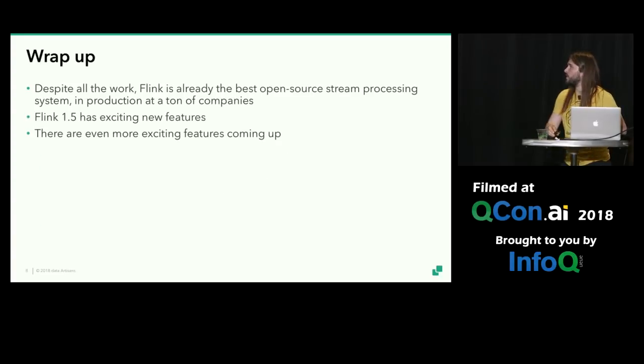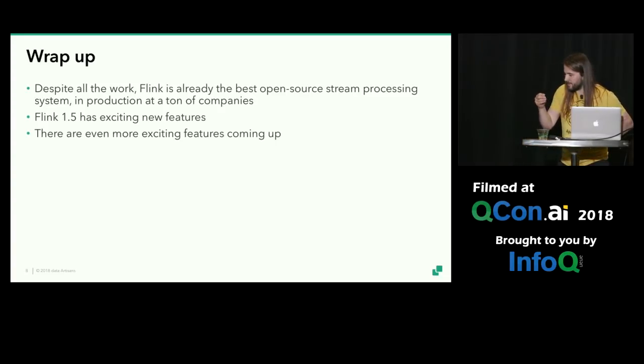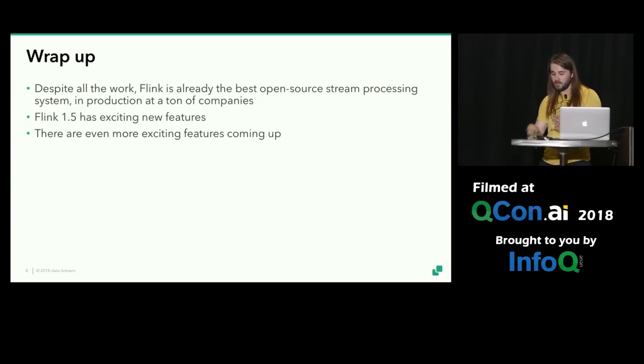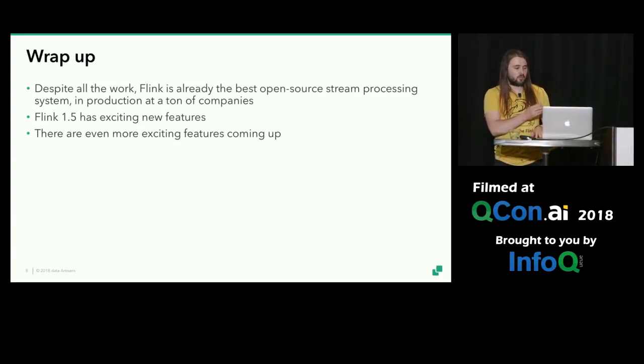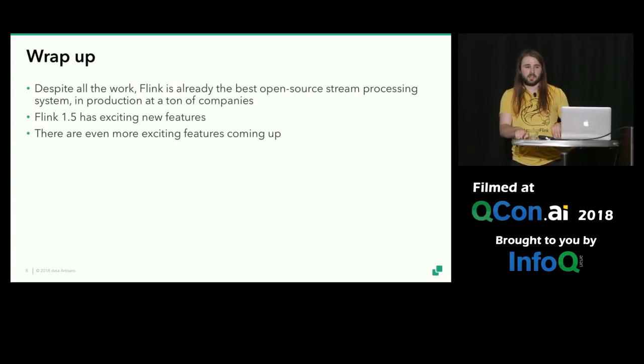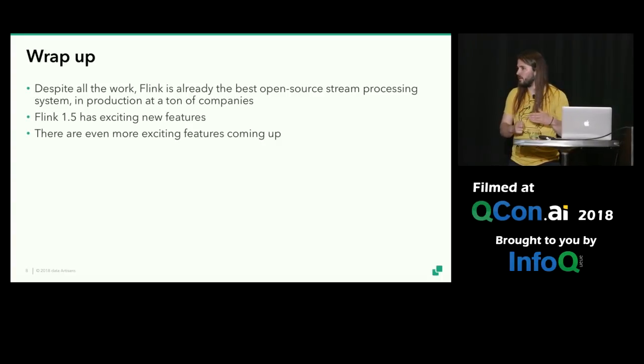So, wrapping up, I've been talking about all these features and the work that we have to do, so this might sound like complaining or that stuff is not very good, but Flink is, in my opinion, still the best open source stream processing system that you can use, and a ton of companies are using Flink in production since quite a few versions back. So yesterday there was a Flink Forward conference also here in San Francisco, and there a lot of companies talked about how they are productionizing Flink within their company.